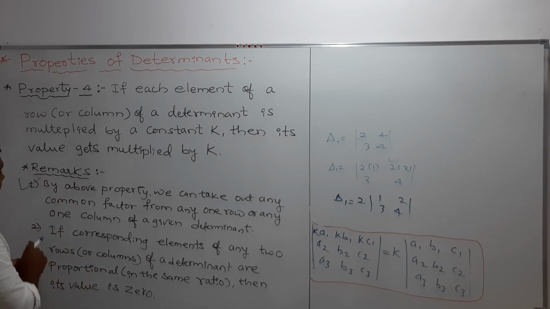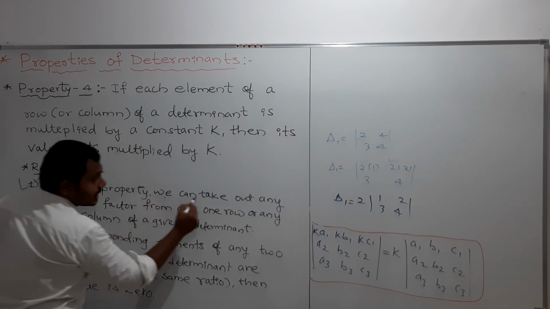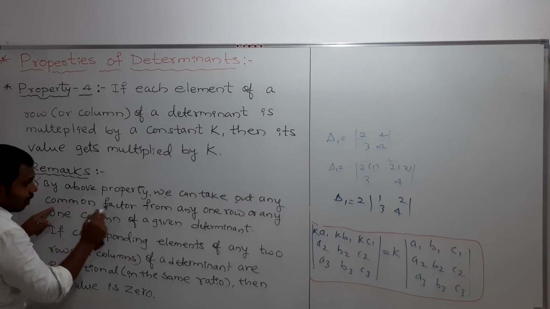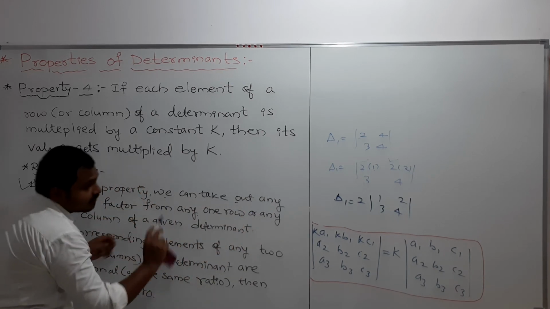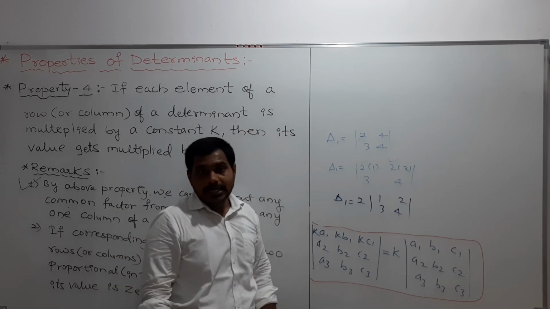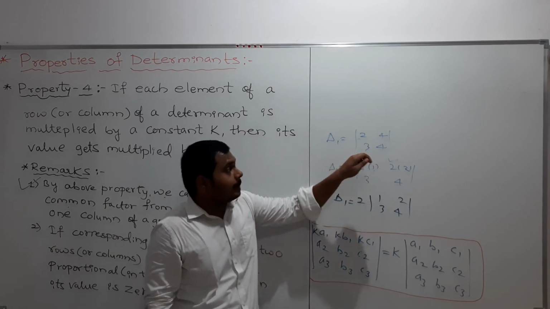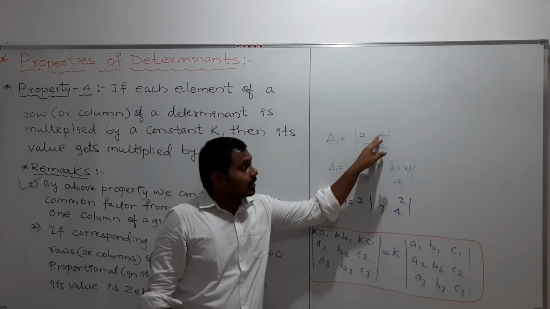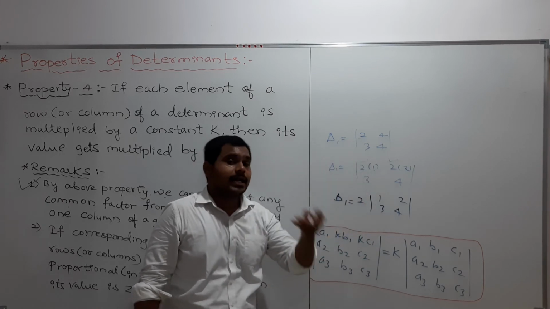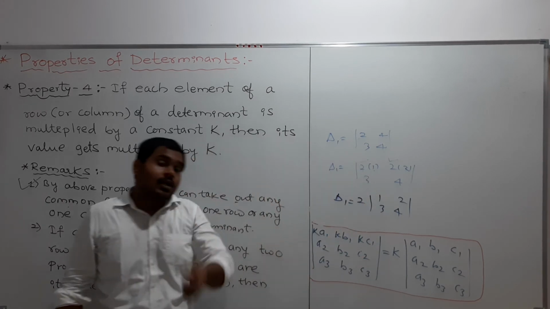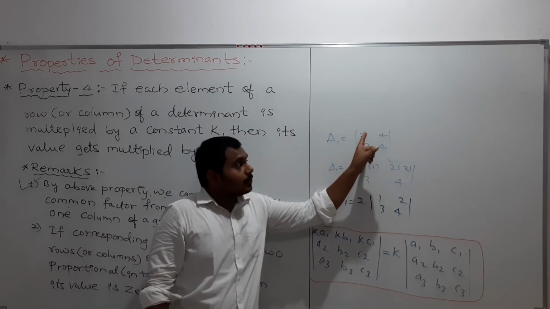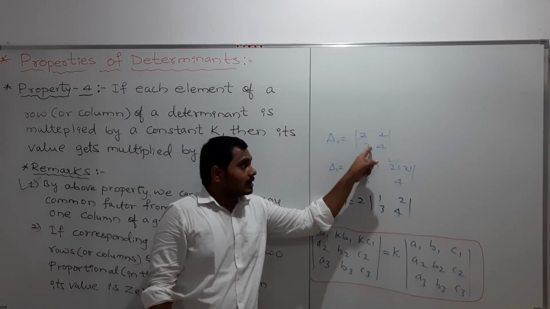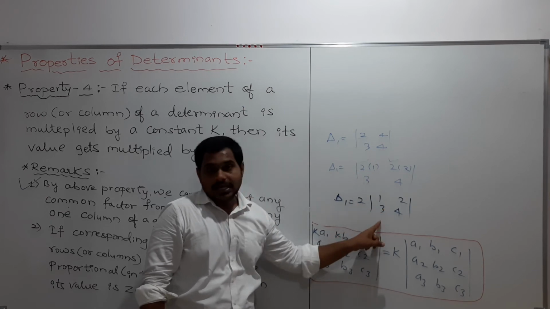So what is the first property? By this property, we can take out any common factor from any one row or any one column of a given determinant. Clear? So in any given determinant, either from row 1 you can take any common factor, or you can take any common factor from the column also. But in this particular example, in row 1 only we can take 2 common. So this can be written as 2 into like this.